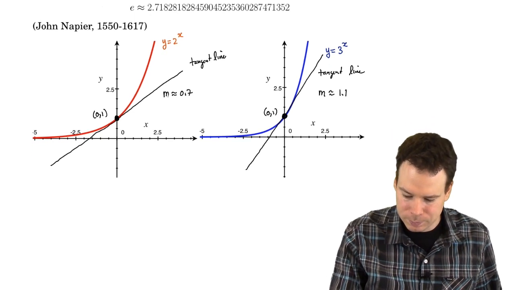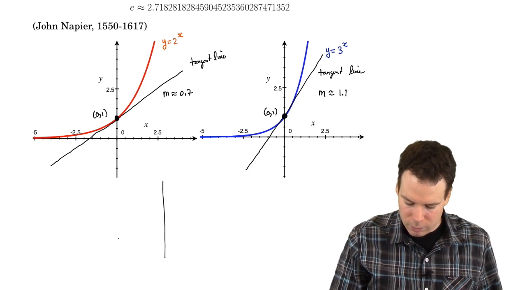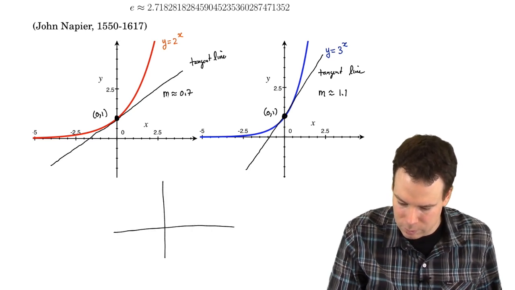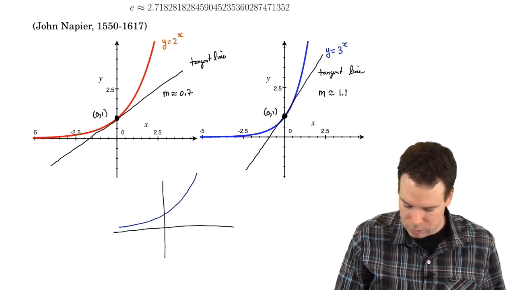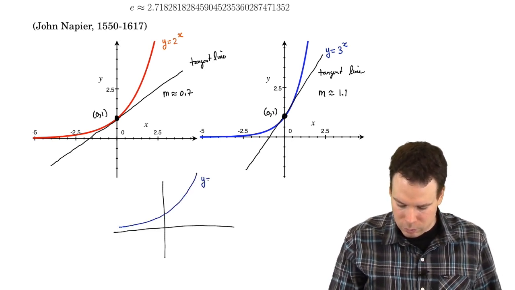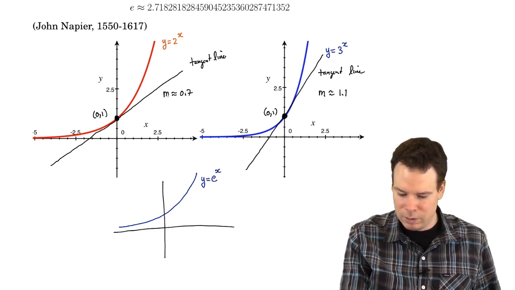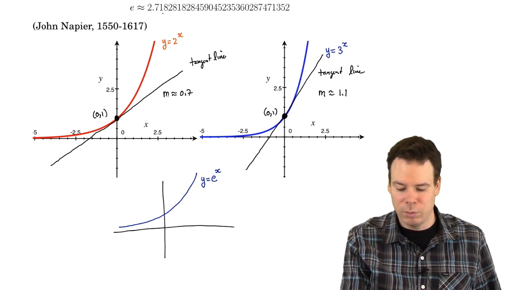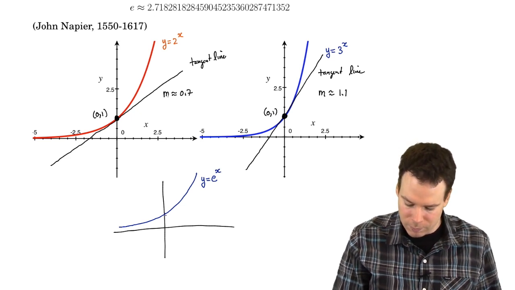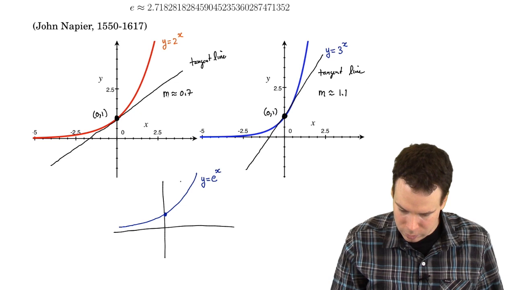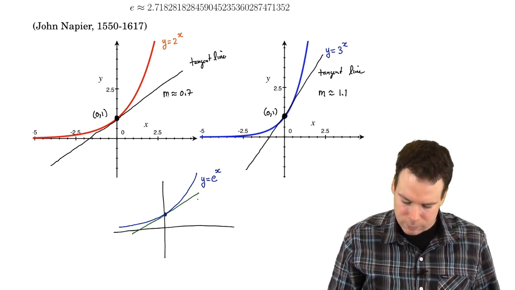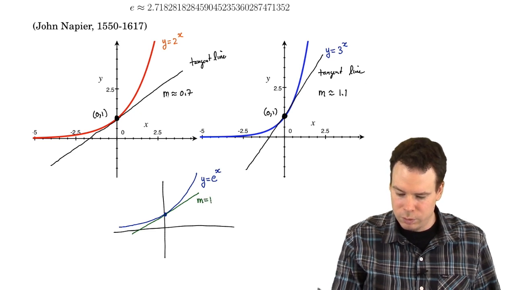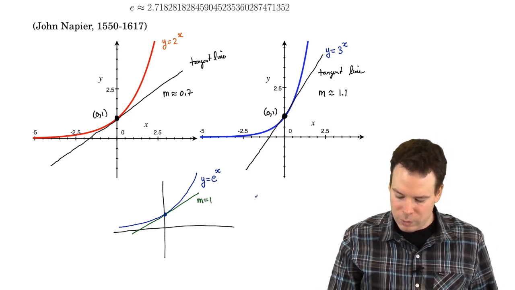So let's sketch that. We've got our coordinate system. We've got our exponential function y is equal to, in this case, we're going to take the base to be e, where it's this number, and this is an approximation. e is an irrational number. The decimal expansion would have to go on forever. The tangent line at this point, which I'll sketch in here, looks like this. It's going to have a slope equal to 1.